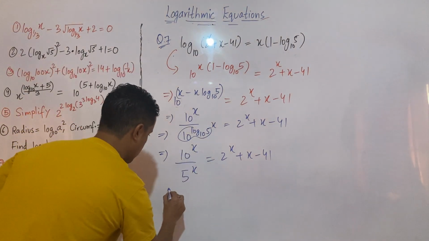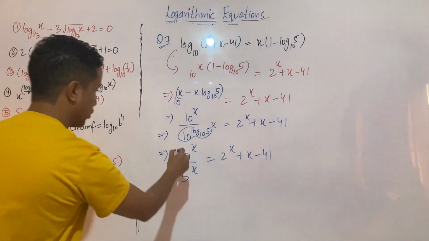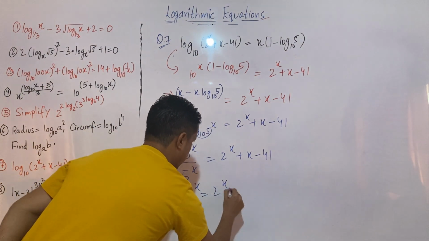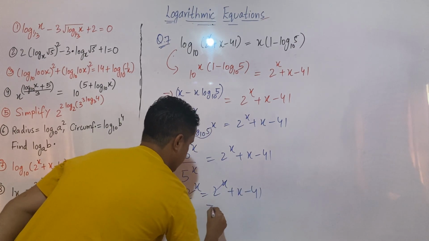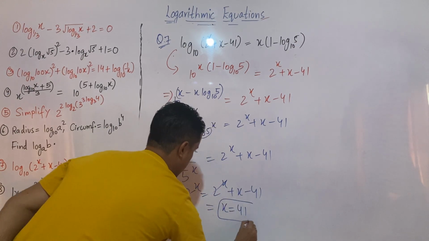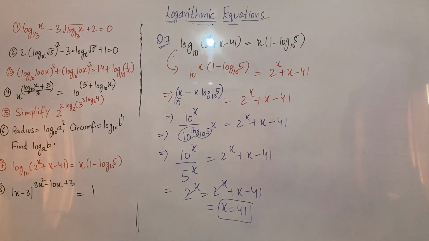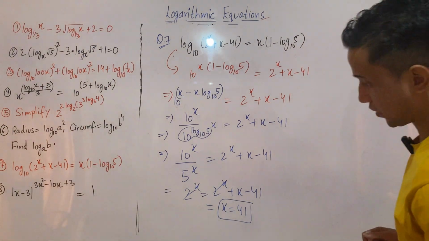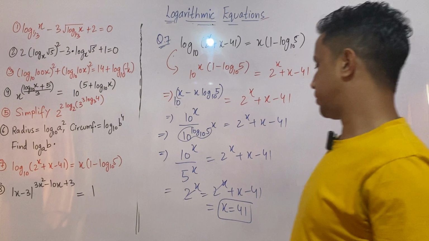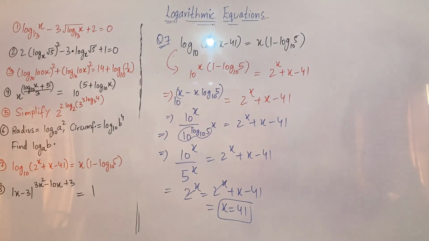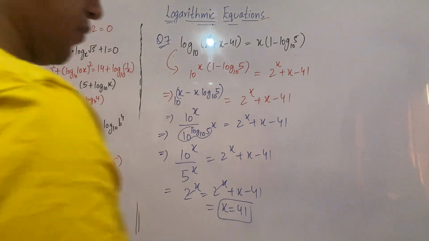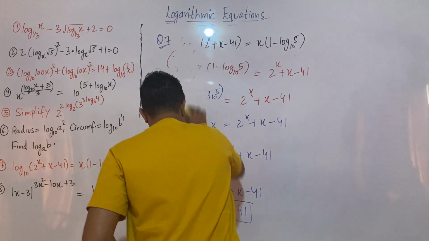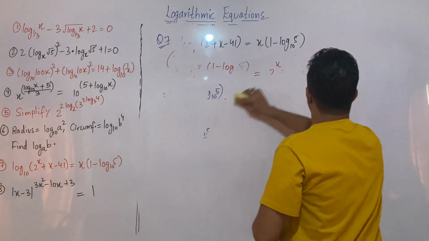And this thing is going to be, because the powers are same, so it's going to be 2x equals 2x plus x minus 41. Cancel, x equals 41. Understand? So that's how you have to do it. Okay? So the value of x is going to be 41. I hope you got it. Okay? Now move to the next one. Move to the last one.